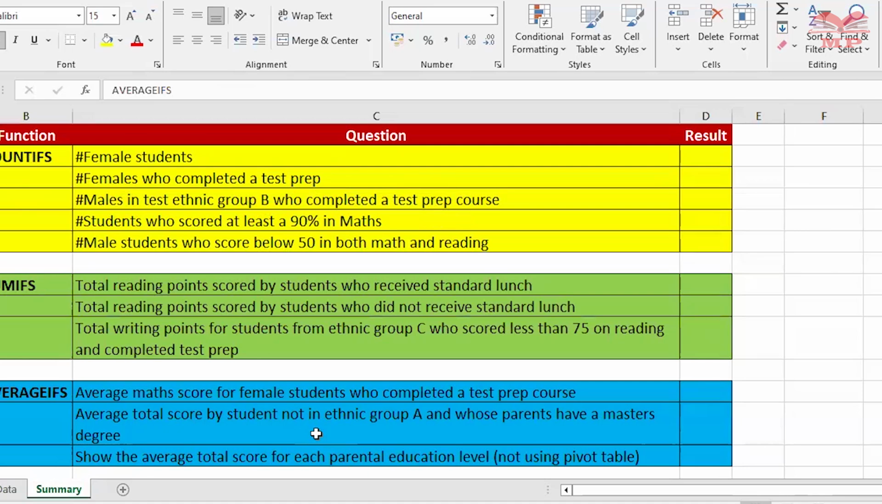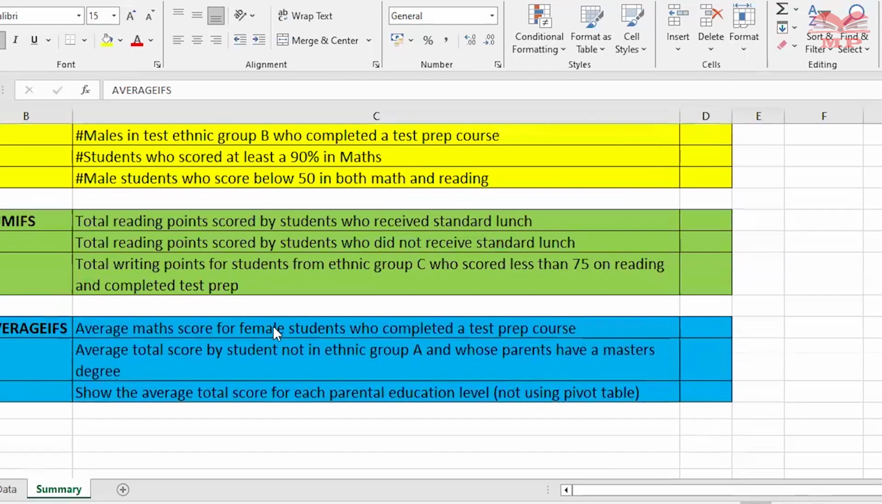The average ifs third question. Okay, that's good feedback. So I'll have a look at that quickly.